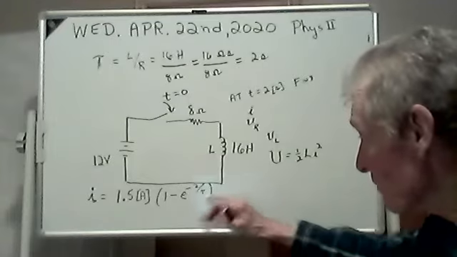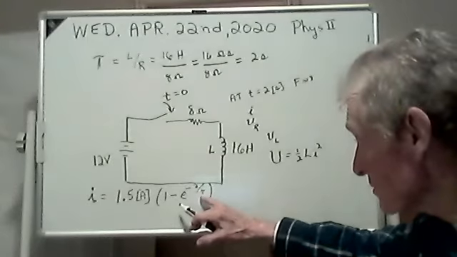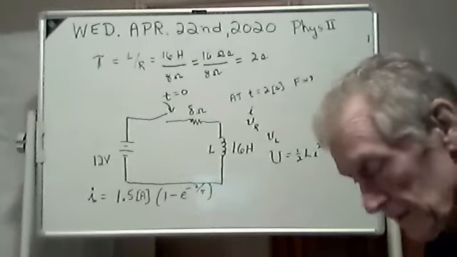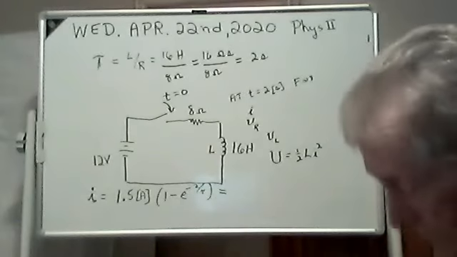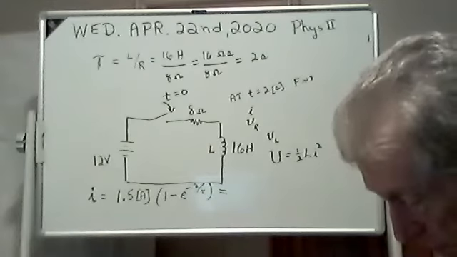Okay. Well, you know what? This is 2 over 2. That's just a 1. I can do that. I can take e to the minus 1. Here goes. I'm going to find the current now. All right, e to the minus 1.